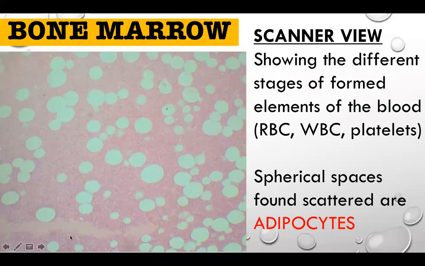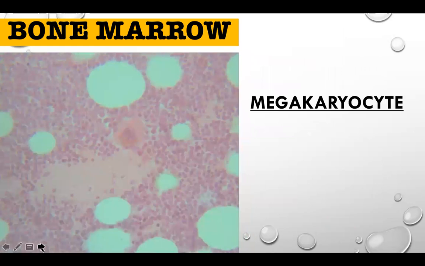Okay, the organ in focus is the spongy bone, and this is the part where your bone marrow is, showing you the different stages of formed elements such as your red blood cells, your white blood cells, and your platelets. Now, the spherical spaces found scattered here in the bone marrow are your adipocytes. Adipocytes are also known as your fat cells. This is the bone marrow.